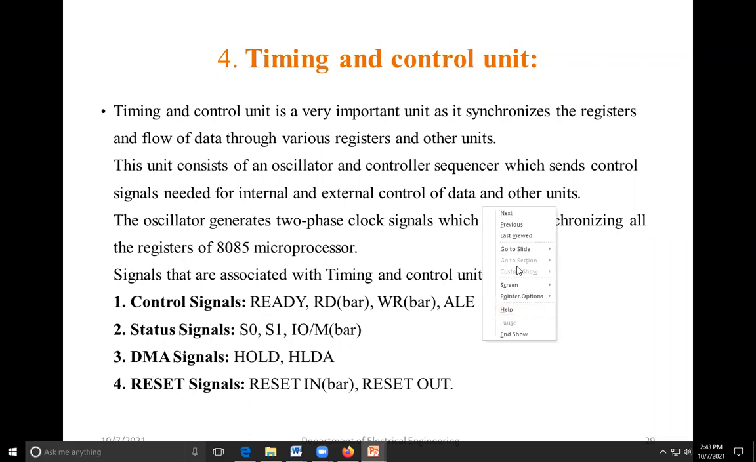The first control signal is READY. What is the meaning of READY? The second are READ and WRITE, and next is the ALE. These are the pins which are present in your 8085.